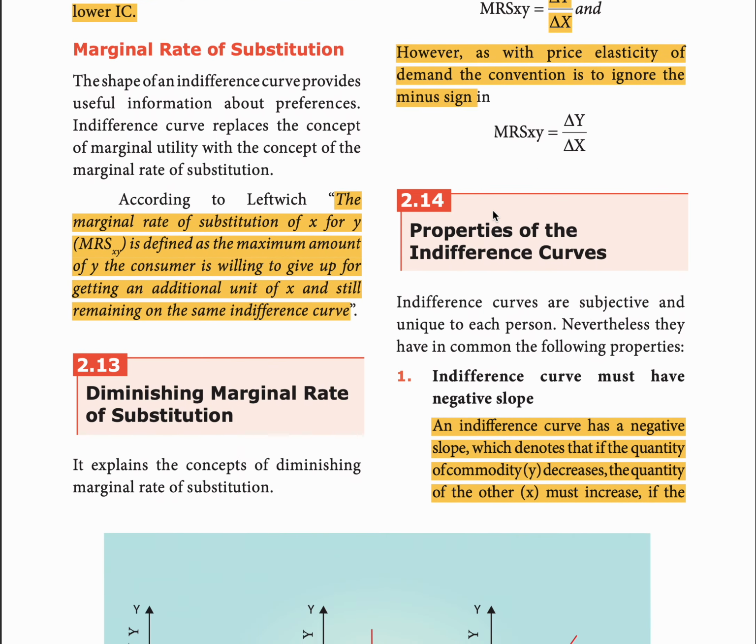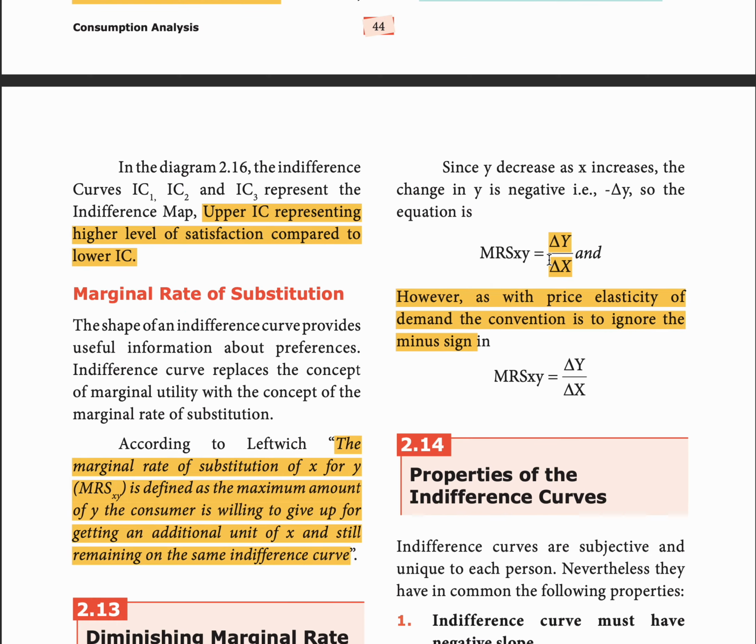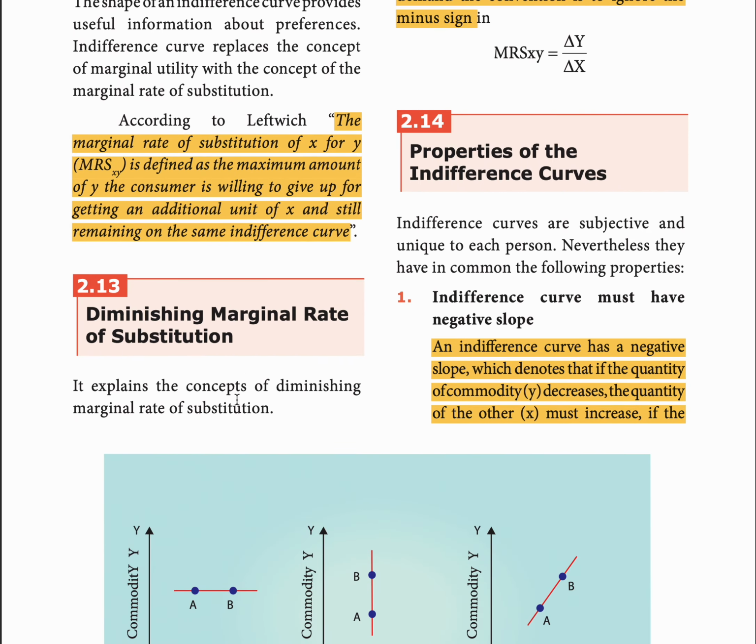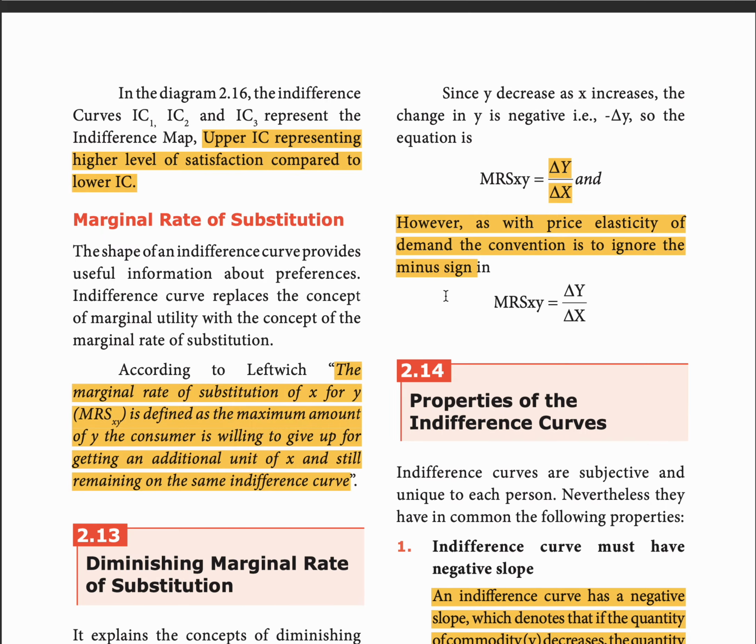Now, diminishing marginal rate of substitution. It explains the concept of diminishing marginal rate of substitution, which is delta Y upon delta X. However, as with price elasticity of demand, the convention is to ignore the minus sign.